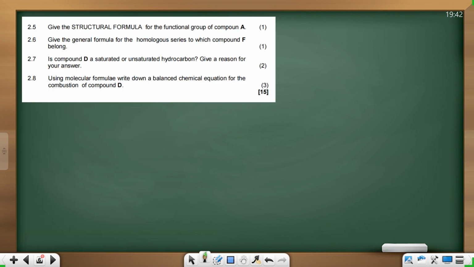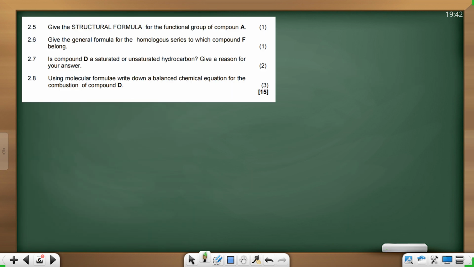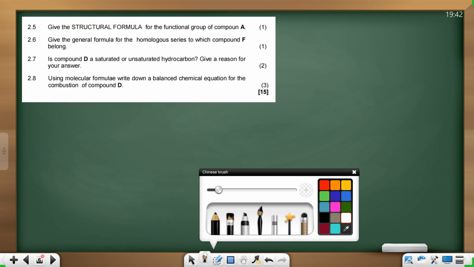These ones are fighting there. All right, guys. Give the structural formula of, they said, please, it's in capital letter. Don't think they made a mistake by pressing caps lock. No. Give the structural formula for the functional group of A. Compound A. What is compound A? It's an aldehyde.